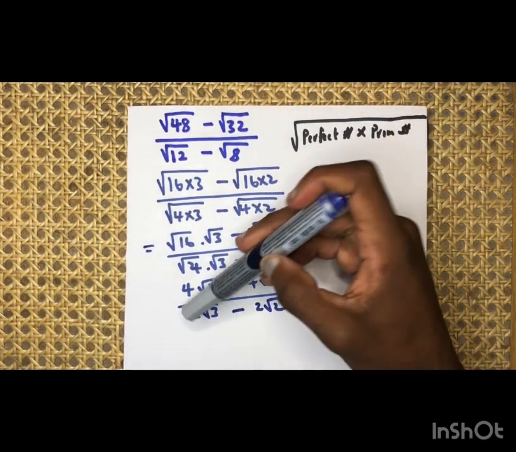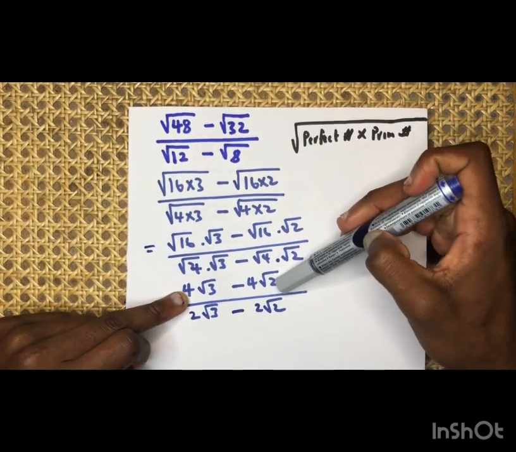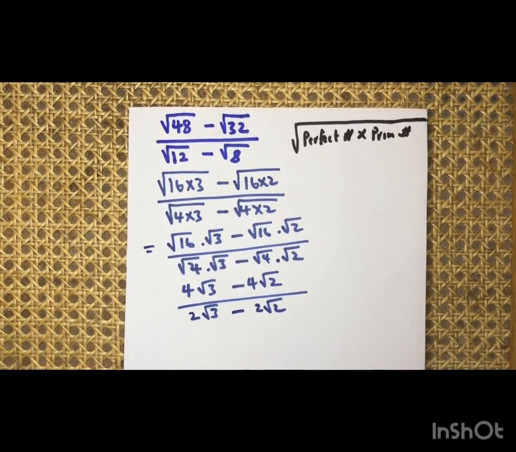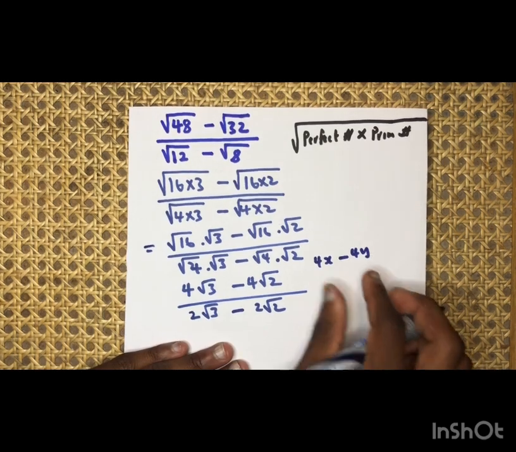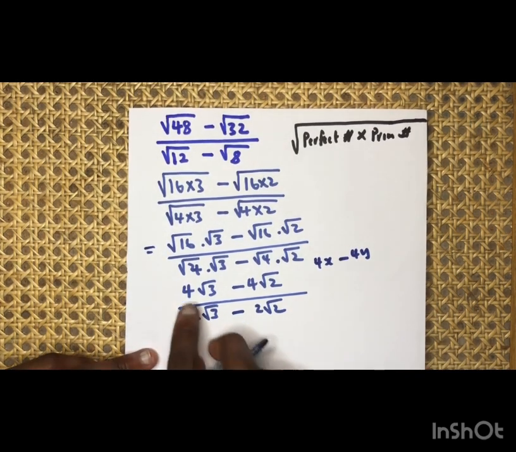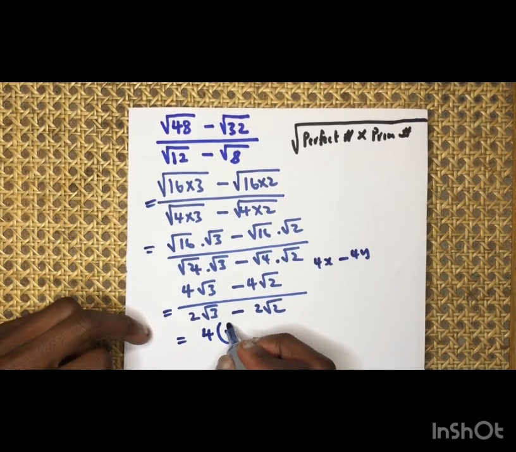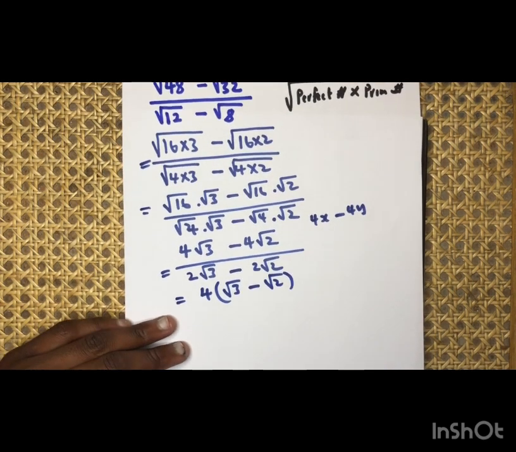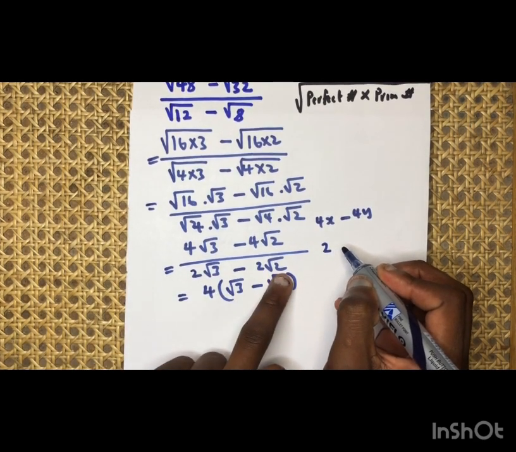Now, can you see that, guys? This will not cancel this, and this will not cancel. Remember, whenever you have two terms, and whatever we have under the root is not the same, we cannot consider this one as x minus x. We can consider it as 4x minus 4y. So, what is common here, guys? Yes, it's 4. So the common factor is 4. Then I'm left with root 3 minus root 2. Okay, so then on the denominator we have 2 root 3 minus 2 root 2.